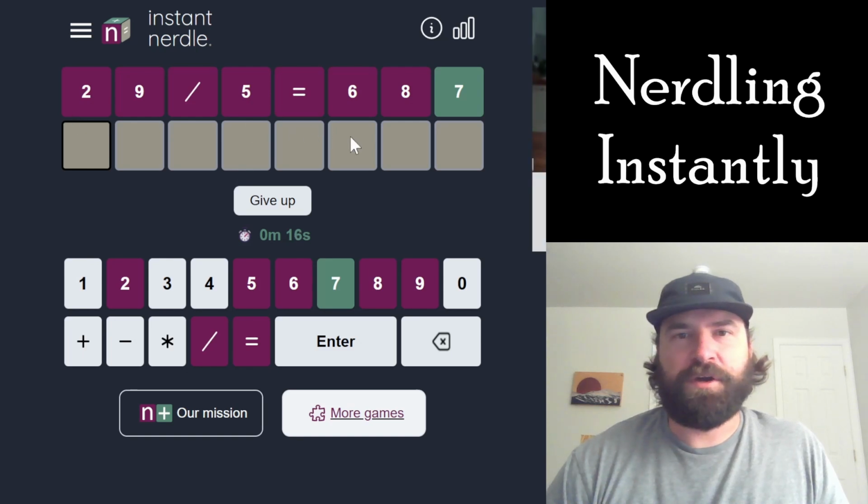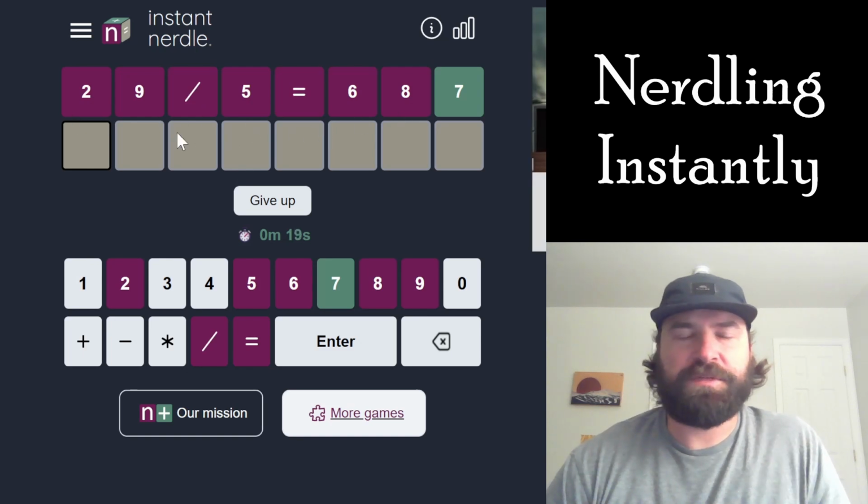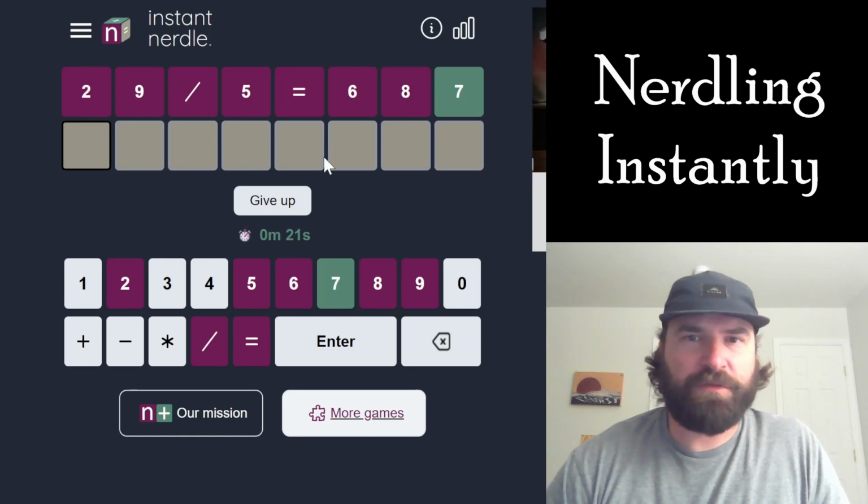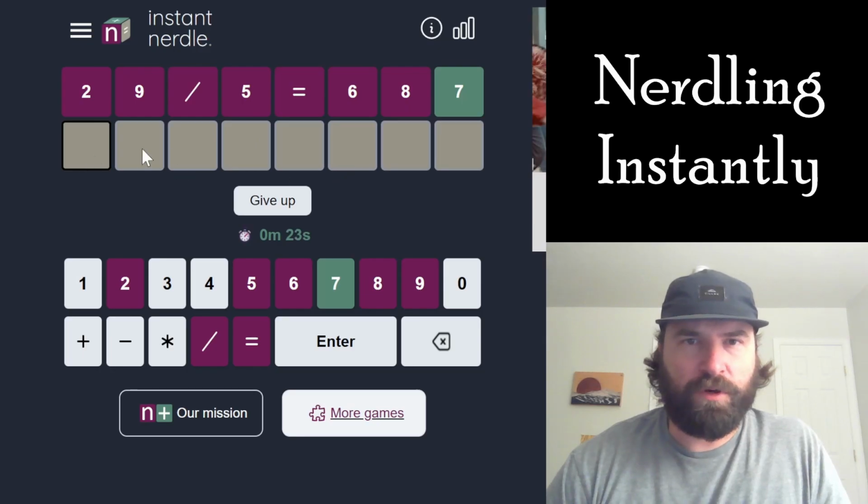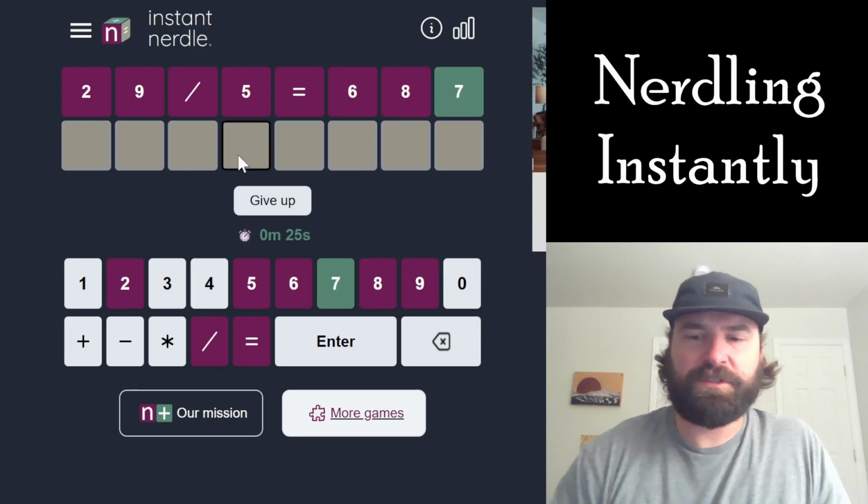Let's crush an instant nerdle. We got a scrambled up math equation that needs to be unscrambled. Today we've only got division. So we're going to be dividing a triple digit number. Division sign is going to go here.